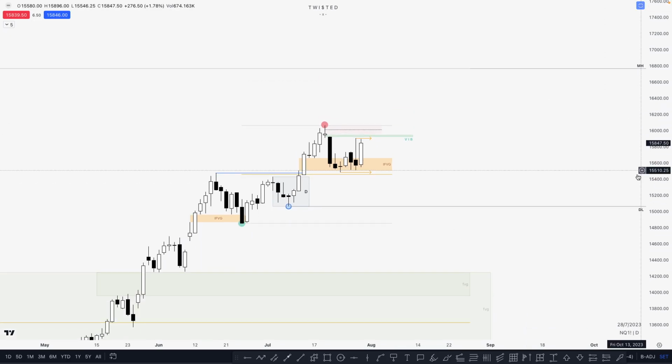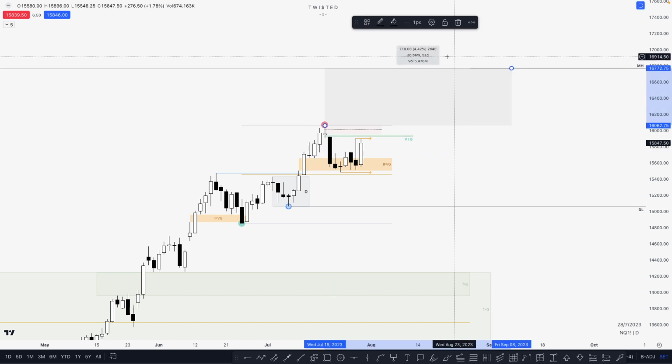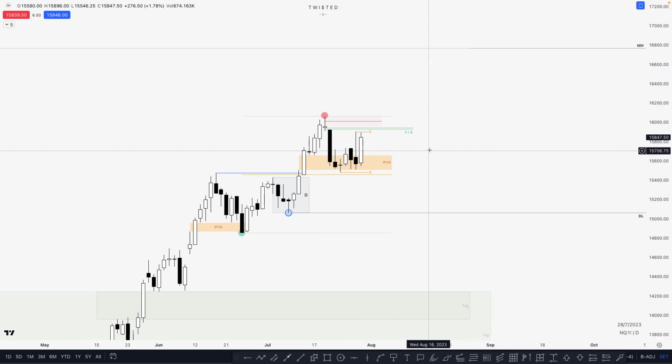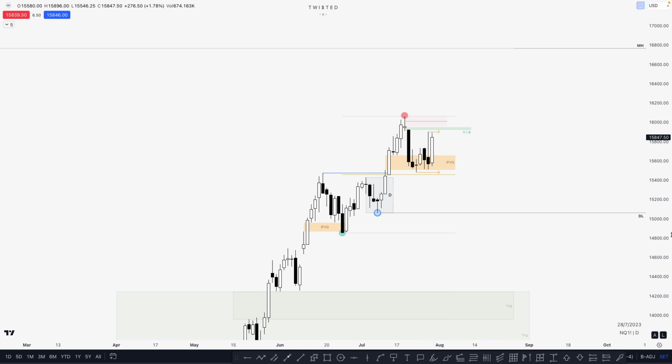which will be just around here. So how far are we? I'm just going to mark out the range, and here, so we are around 4.5% away from the monthly high that gets taken, if it gets taken.